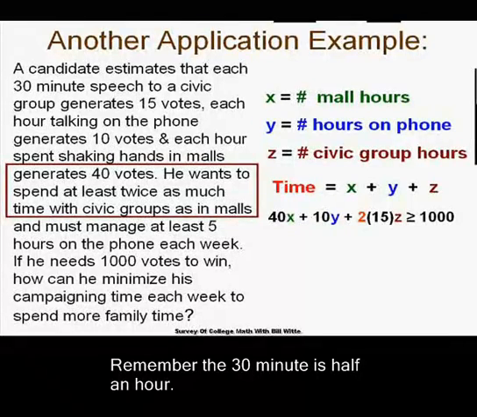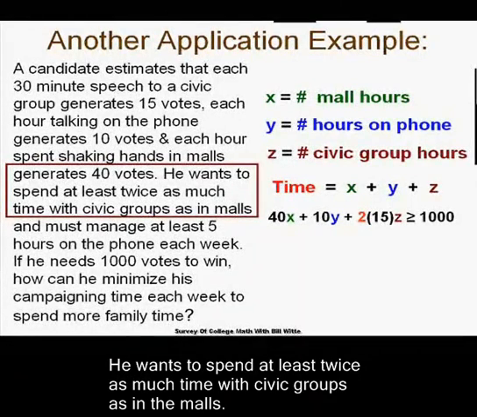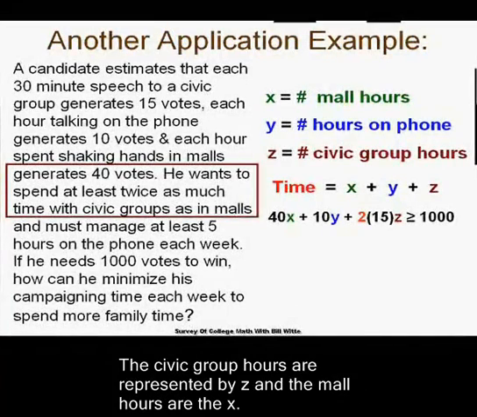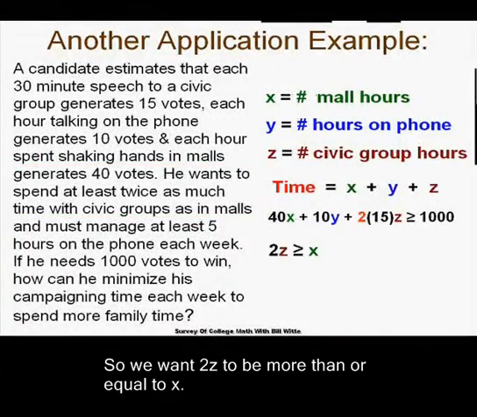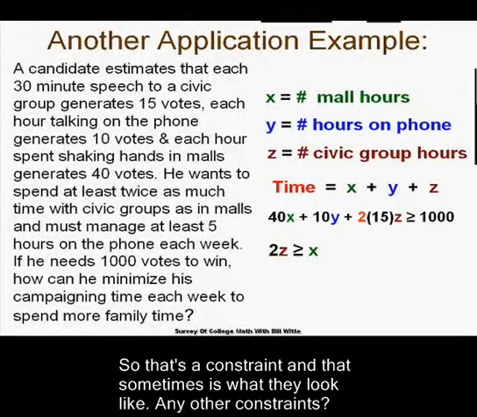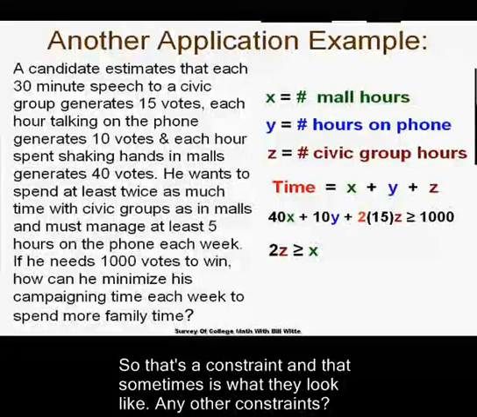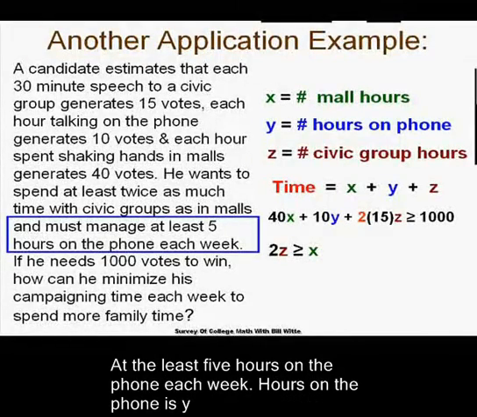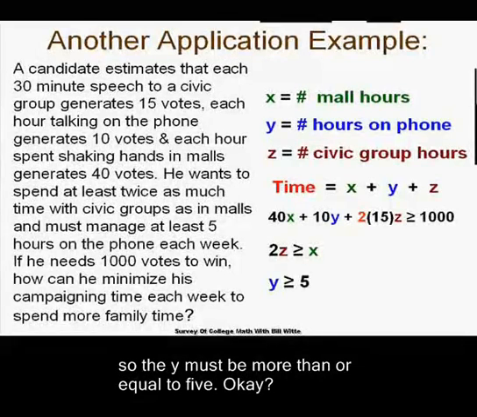Remember the 30-minute is half an hour. Well, let's see. He wants to spend at least twice as much time with civic groups as in the malls. The civic group is z, and the mall group is x. So we want 2z, remember at least means greater than, 2z to be more than or equal to x. So that's a constraint, and sometimes that's what they look like. Any other constraints? At least 5 hours on the phone each week. Now the hours on the phone is y, so that'll be y is more than or equal to 5.